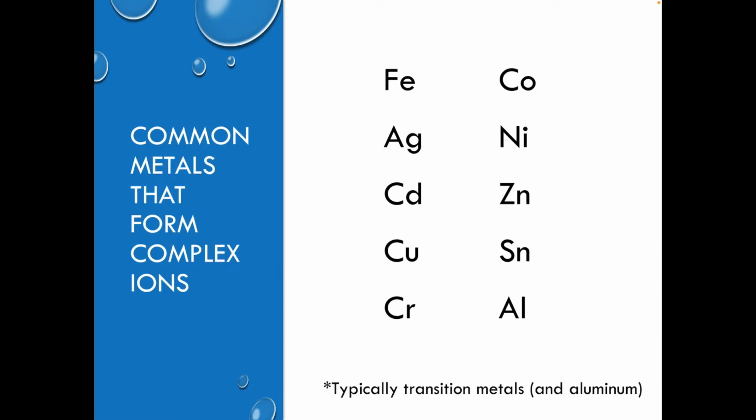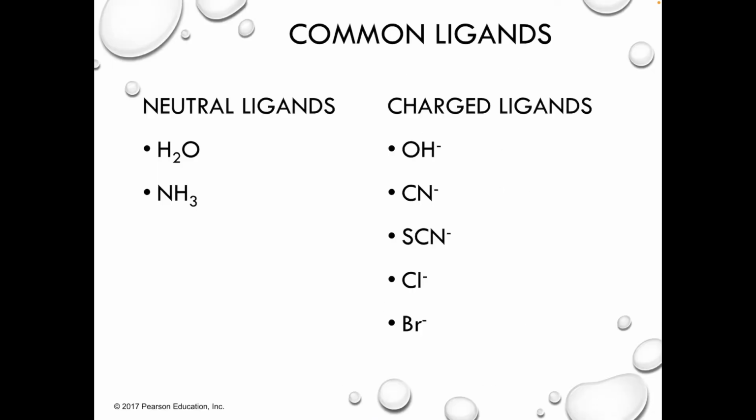So here's some common metals that form complex ions. A lot of times these are going to be transition metals. Aluminum can also form complex ions, but typically we see these from transition metals. Here's some common ligands. We have neutral ligands and we have charged ligands, but either way they're always going to have an available lone pair that they can donate to that metallic cation.